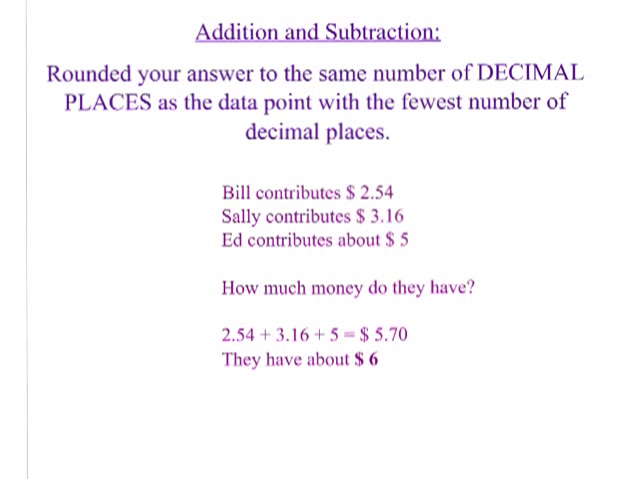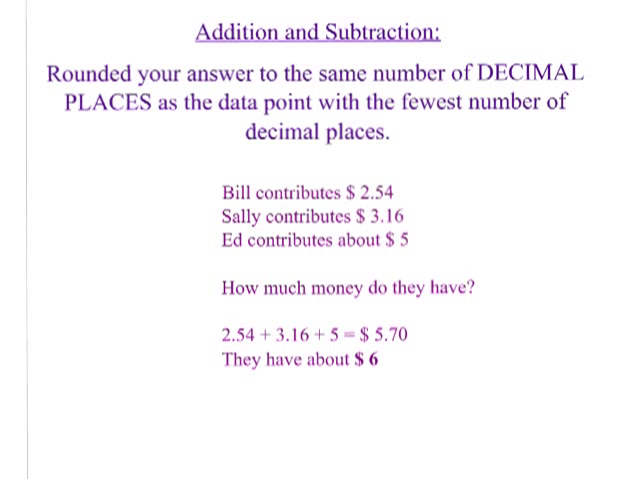Now let's look at addition and subtraction. When we add and subtract numbers, we will round the answer to the same number of decimal places as the data point with the fewest number of decimal places. So let's look at an example so that makes sense. Let's say Billy, Sally, and Ed all contribute some amount of money. How much money do they have? When we add these numbers together, we get $5.70 as an answer.